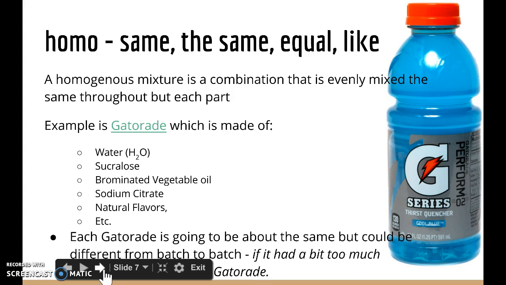Because homo, the prefix, means same, or the same, or equal, or like. So you've seen the prefix homo before. We're going to use it this year as homogeneous, which is a mixture or combination that is evenly mixed. It's the same throughout, but each part.